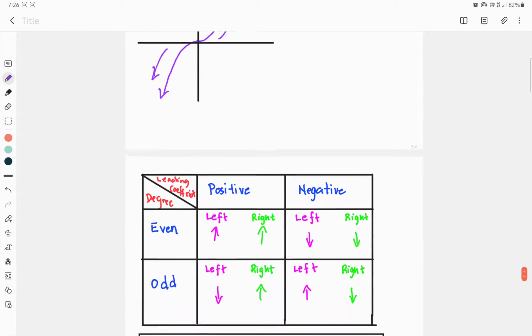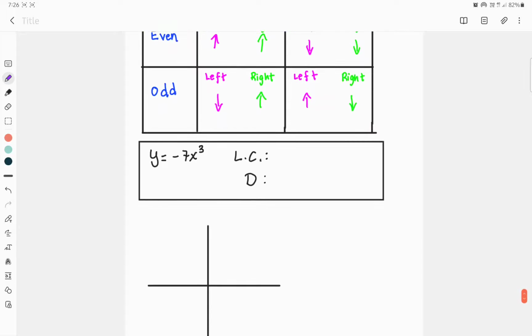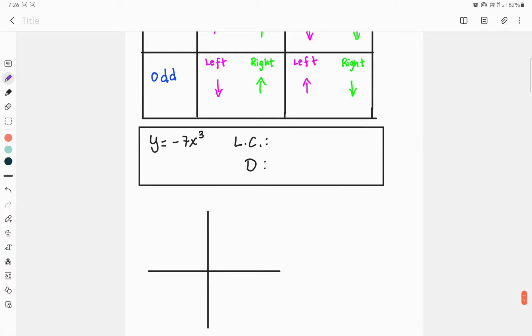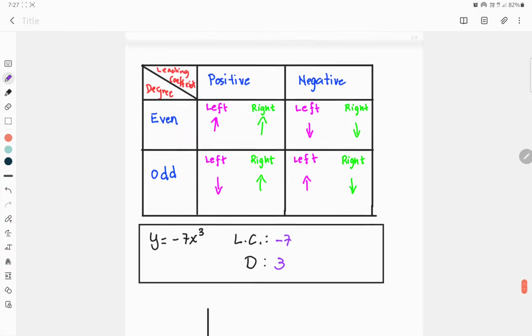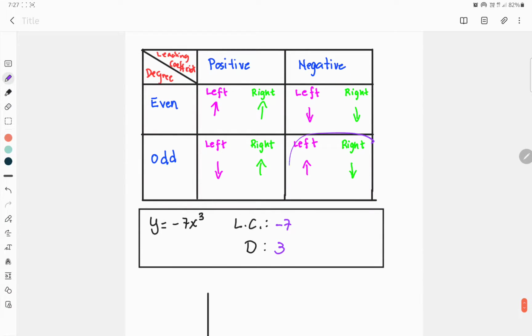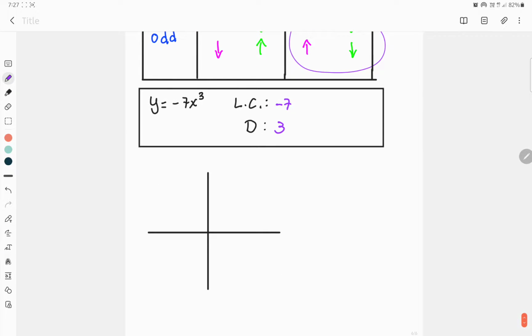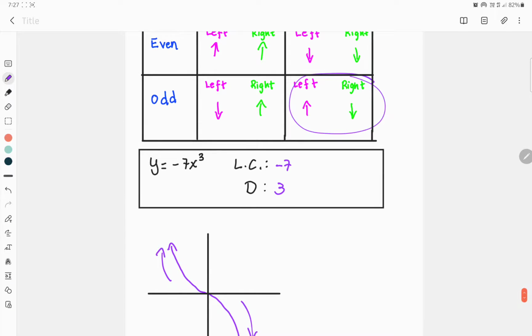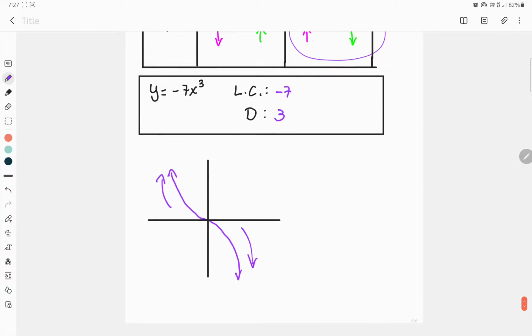Now let's go to another one: y is equal to negative 7x cubed. As you can see, this is negative 7 and this is 3. So that's negative. This is the behavior of the graph. The end manner is going here and then here. Therefore, it's going up to the left and going down to the right.